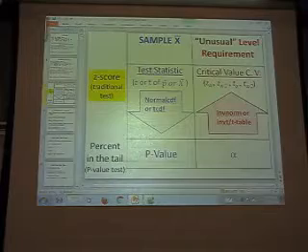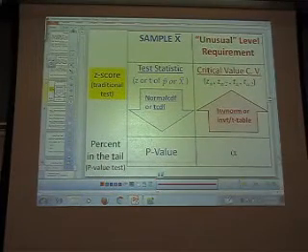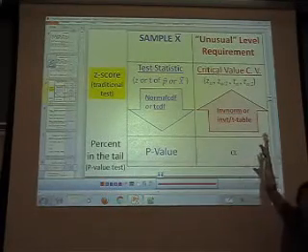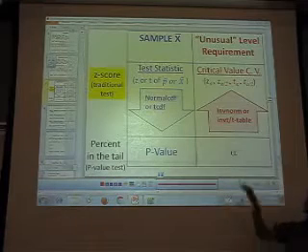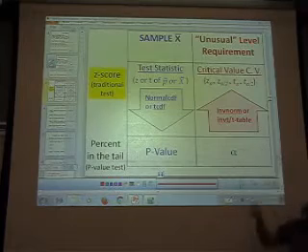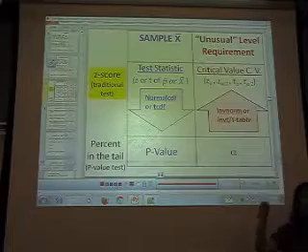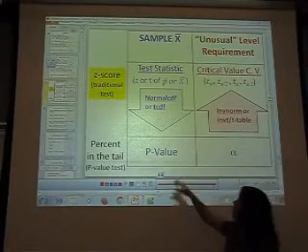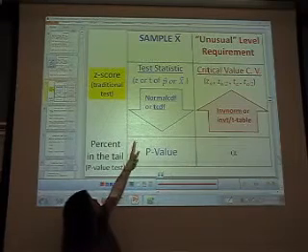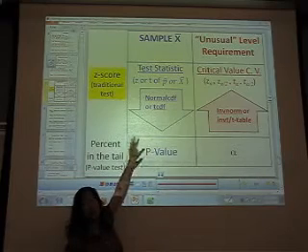So as a reminder, we have two different things we've got going on. We have our unusual level requirement. This is all about step 2, right? What's our alpha? What's our critical value? We use alpha in our t-table to look up and figure out what the critical value is. So that's what we're measuring against, what we consider unusual or not. Then we have our sample. We take a sample and we figure out what our test stat is, and we can find our p-value from there if we wanted to.